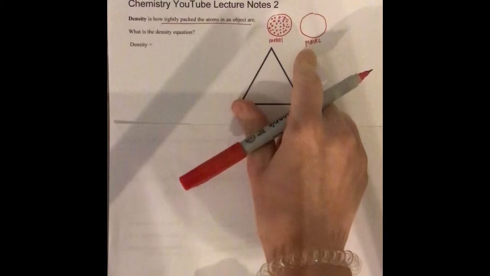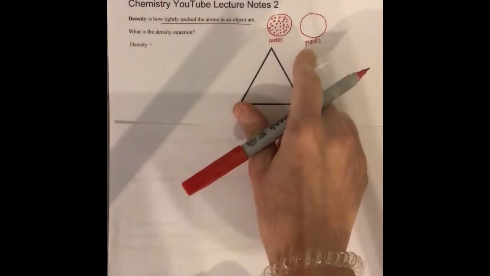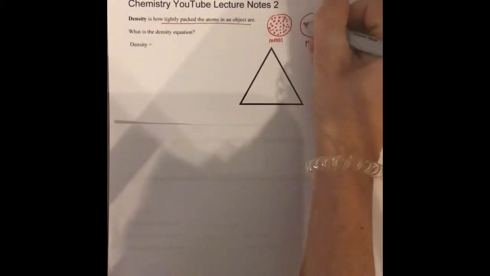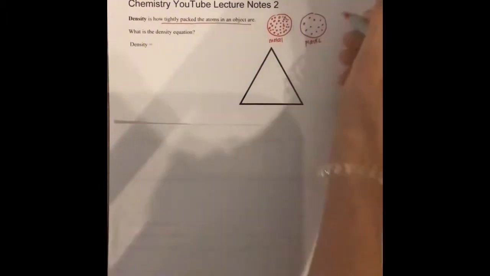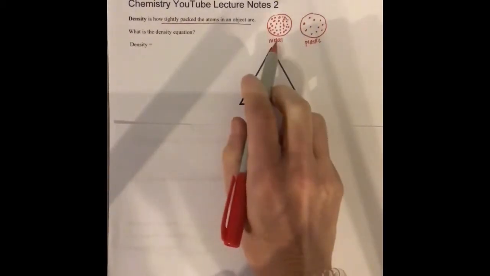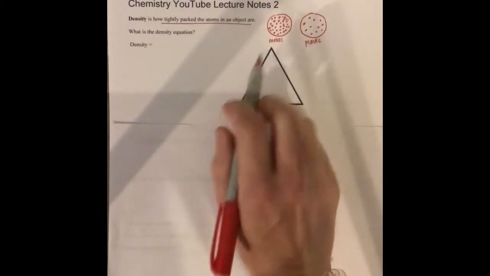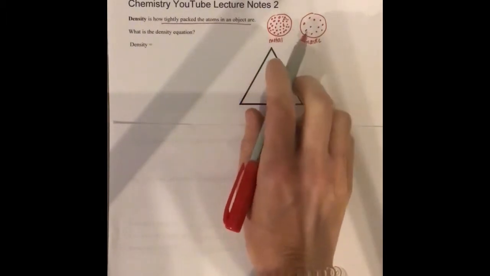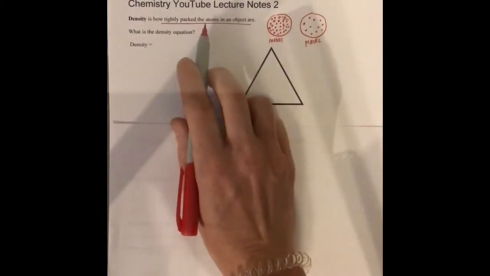Okay, what would we say about the plastic one? They would be less densely packed. It has a lower density. Maybe the atoms are more spread out. A metal ball is very dense. A plastic ball is less dense. So hopefully that gives you a visual of this definition.